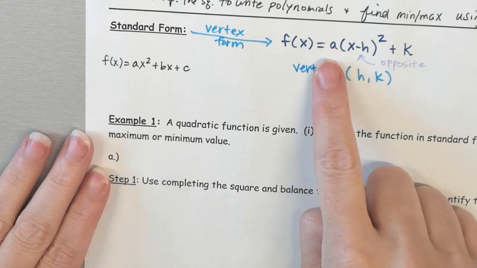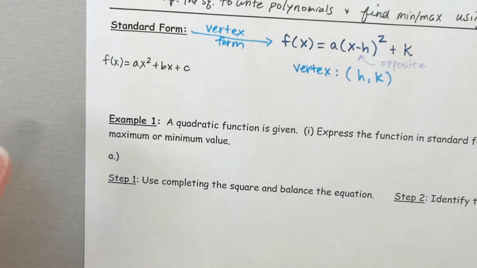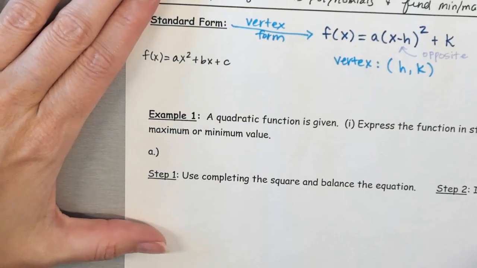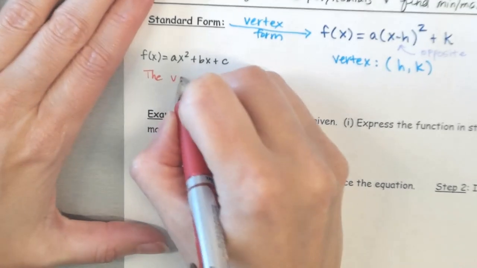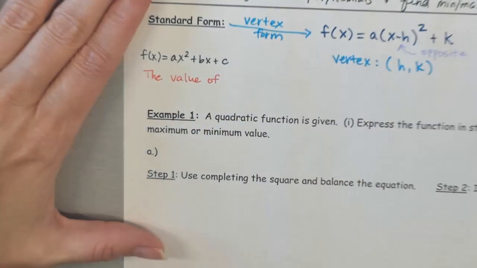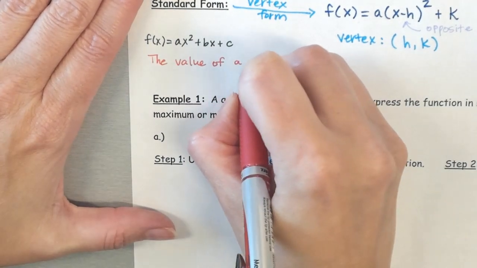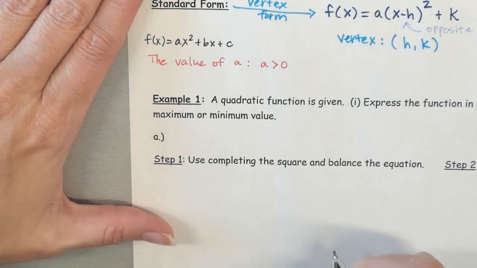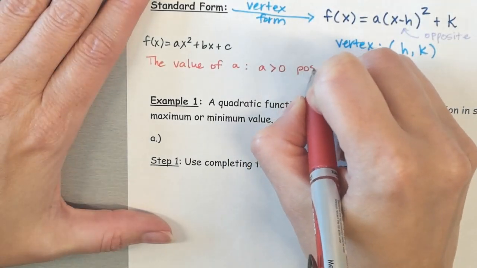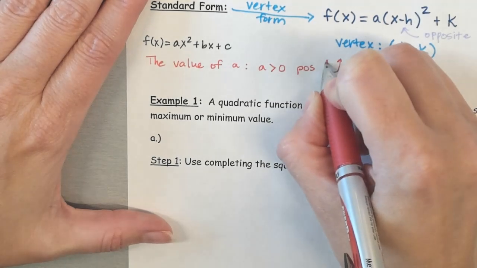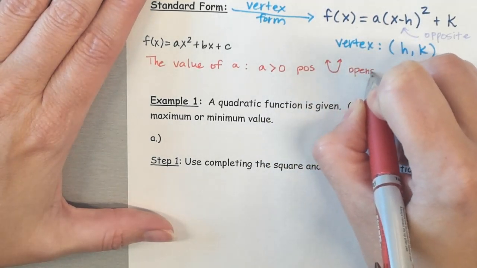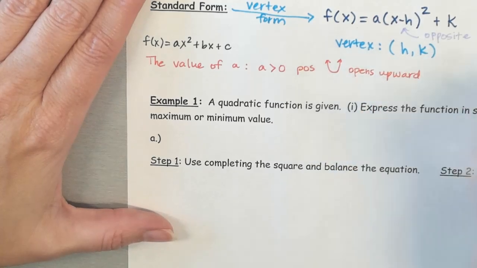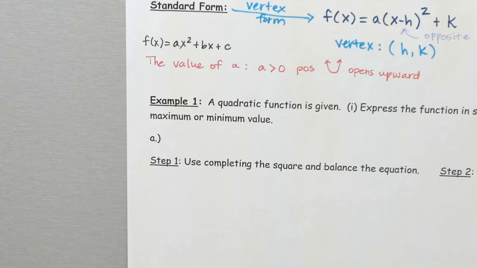Now, this a in front is a very important value. It determines a few things. So the value of a, if it is greater than 0, that means it's positive, then the graph opens upward. And then that is going to create a what? So the vertex, is that going to create a minimum or a maximum? Yeah, great. Do you guys think you can write the second case down?